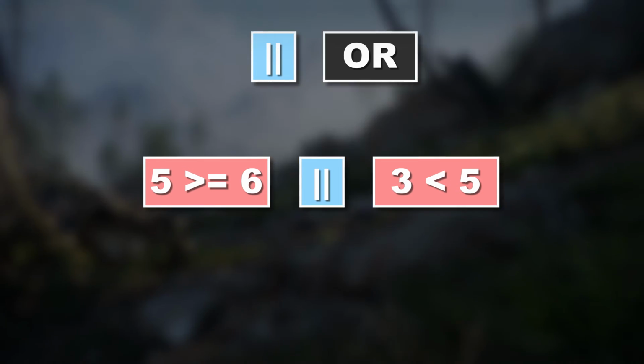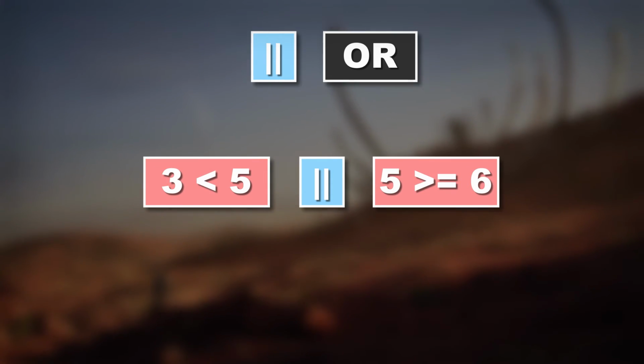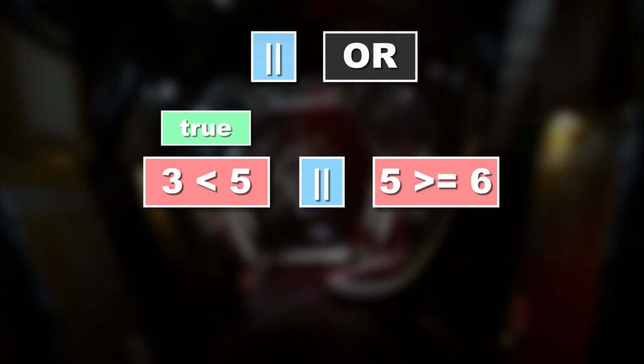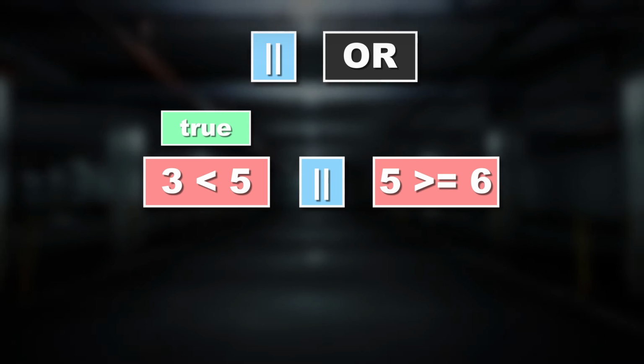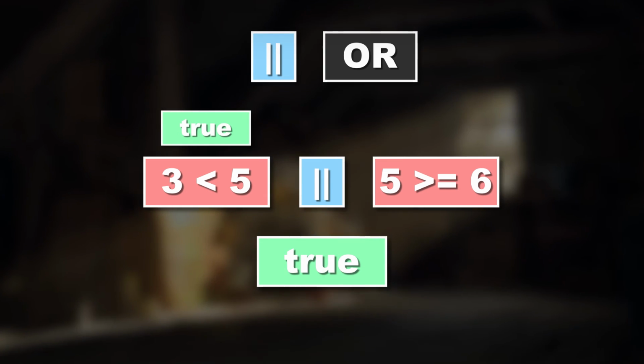Therefore, the entire statement returns true. As with the AND operator, if we switch the conditions and evaluate the condition again, we can see that 3 less than 5 is already true. Therefore, we already know that the entire OR statement will be true, since at least one condition is already true.